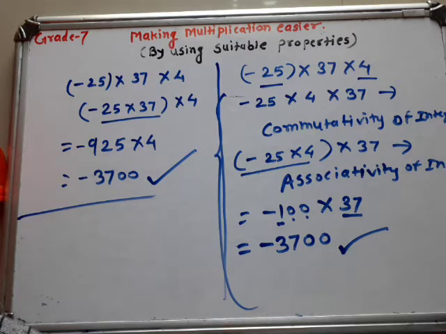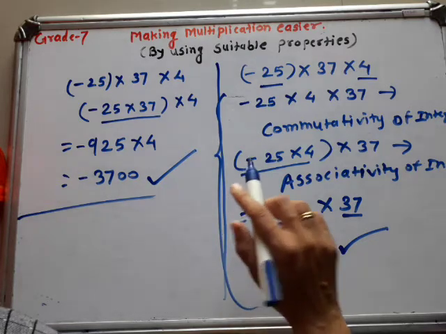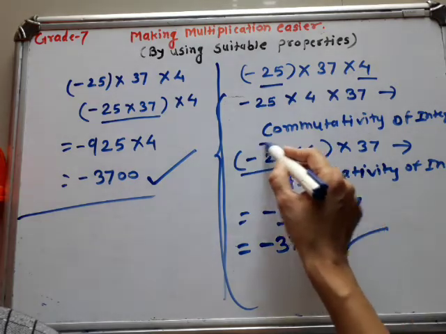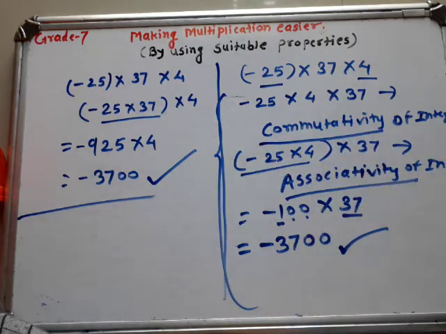Okay, so now we see more examples to see how the calculation can be made easier using properties. So here this is the first example. In this first example you use two properties, commutativity of integers and associativity of integers. Second, see here, we see the next question.